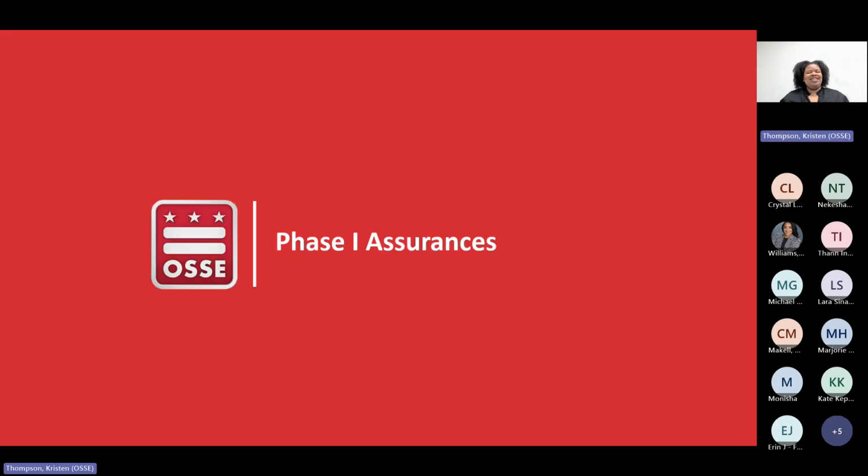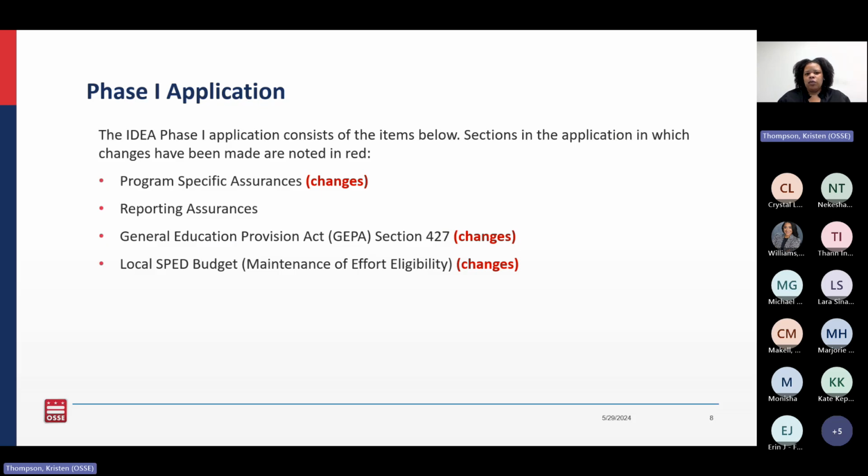Phase 1 assurances. The IDEA Phase 1 application consists of the items below: program-specific assurances, reporting assurances, the GEPA section, and the maintenance of effort eligibility. And you'll see that the sections which have changes made are noted in red.